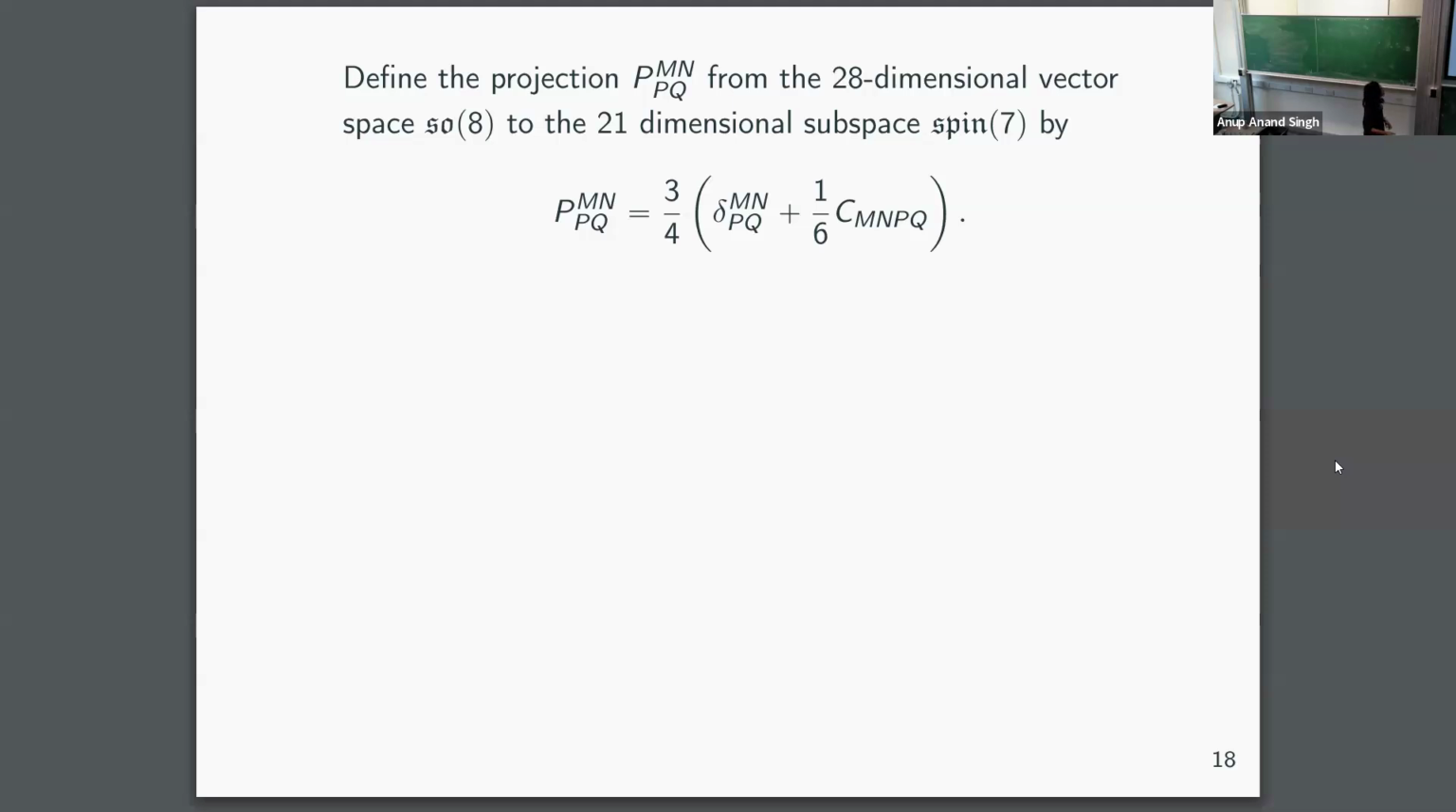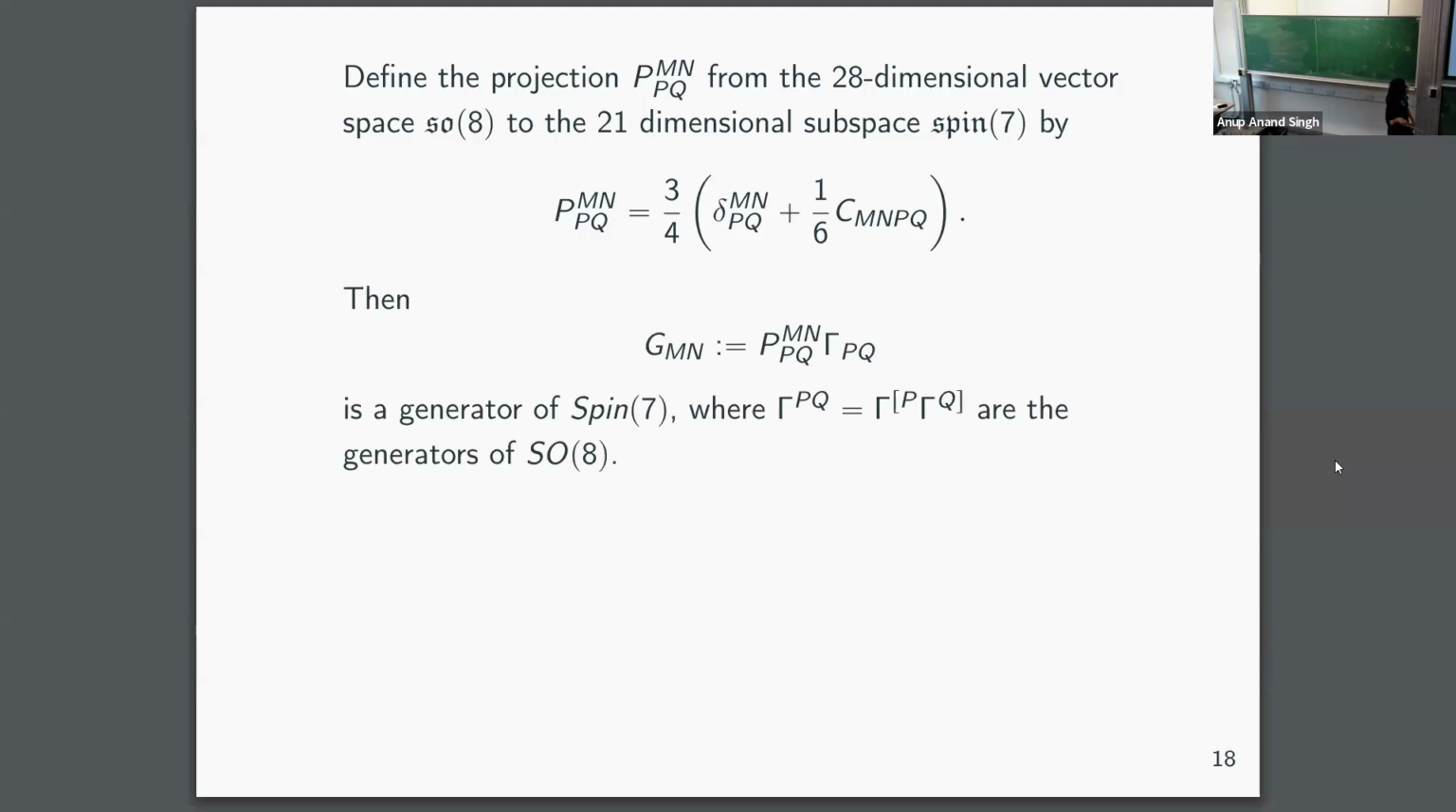And so you have the 28-dimensional Lie algebra of SO(8), and you can project it to the 21-dimensional subalgebra Spin(7) by this projection formula. And then if you have the gamma matrices, they are actually tensor products of Pauli matrices. You have 8 gamma matrices, and then you can take this commutator relation to get these gamma_PQ, which will turn out to be generators of SO(8). And then using this projection formula, you can get a generator for Spin(7).